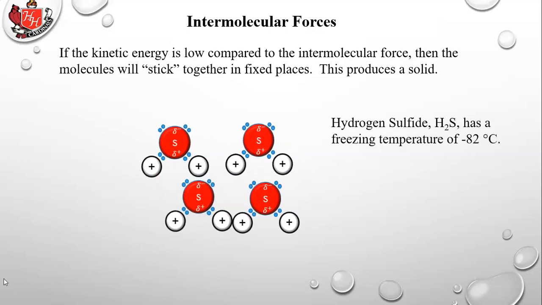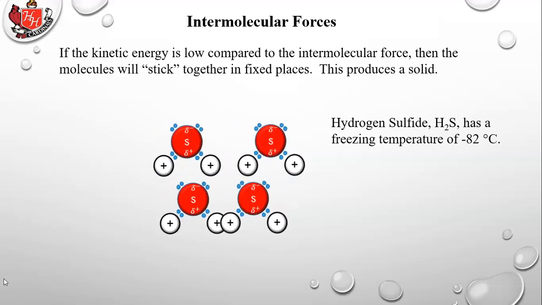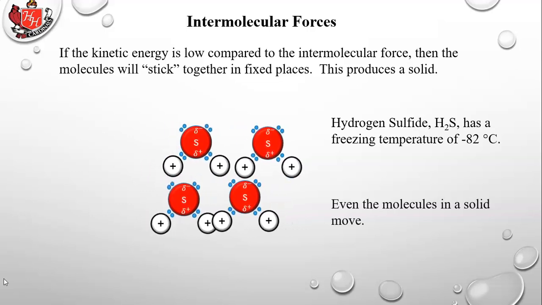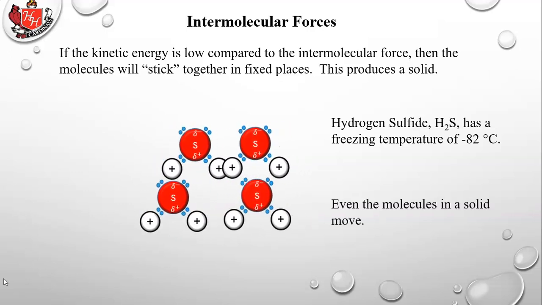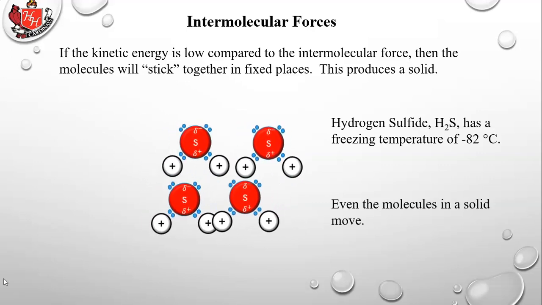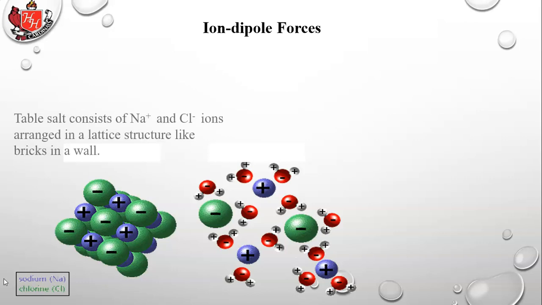So hydrogen sulfide, H2S, has a freezing temperature of negative 82 degrees centigrade. Even the molecules in a solid move. So everything has kinetic energy. So we're going to study now the 4 different types of intermolecular forces. Okay, the first we're going to talk about are called ion dipole forces.